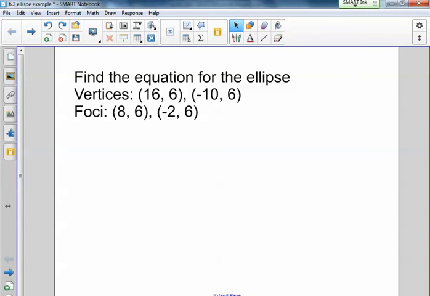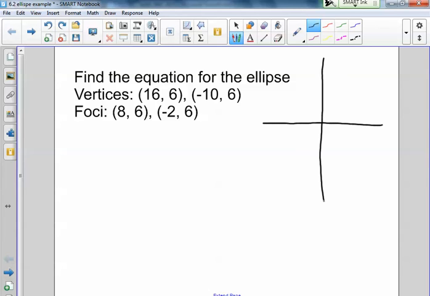Okay. So we have a problem like this one. We have the equation for an ellipse. We have these vertices and we have these focus points. So we have the two vertices and two focus points. The first thing you need to do is draw a quick sketch and see where everything ends up.